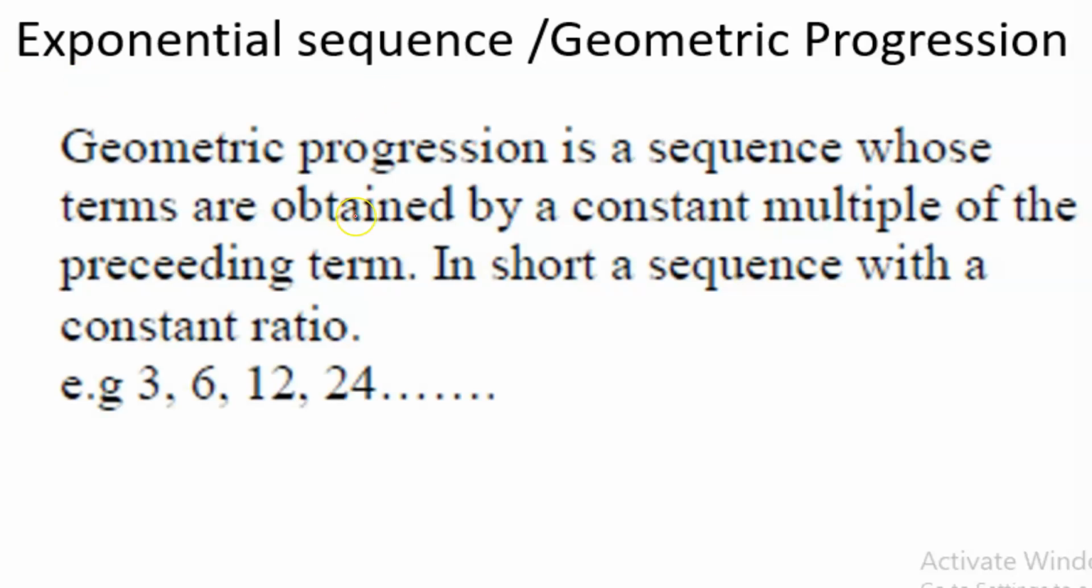So let's start. What is a geometric sequence or geometric progression? This is a sequence whose terms are obtained by a constant multiple of the preceding term. In short, a sequence with a constant ratio. This constant multiple is what is called the common ratio, and we normally use R to represent that.